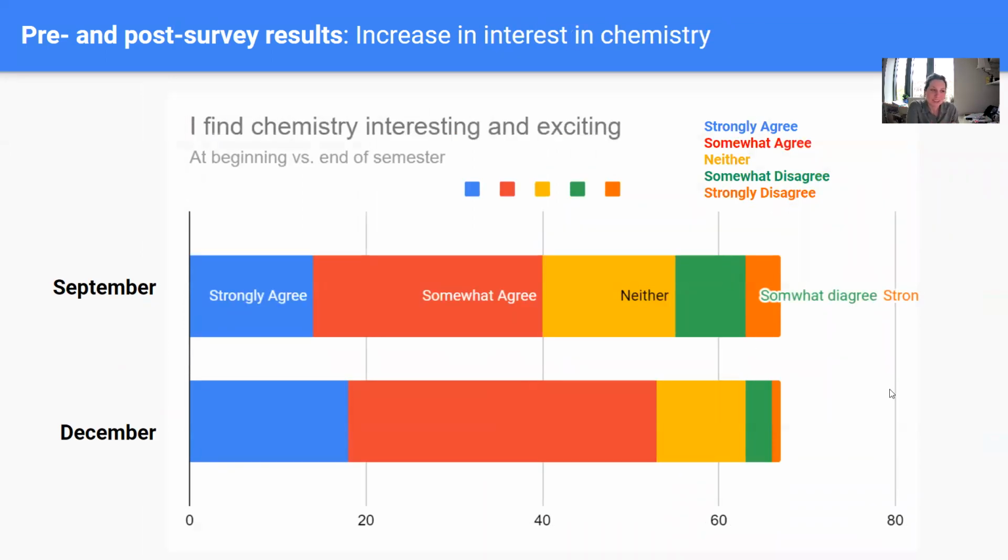This one I think is fun: I find chemistry interesting and exciting. So we started out with, not that many, but okay, we're at 40%, or maybe 50% agreeing. And now we've got the majority of the respondents agreeing, either strongly or somewhat, that they find chemistry interesting and exciting.